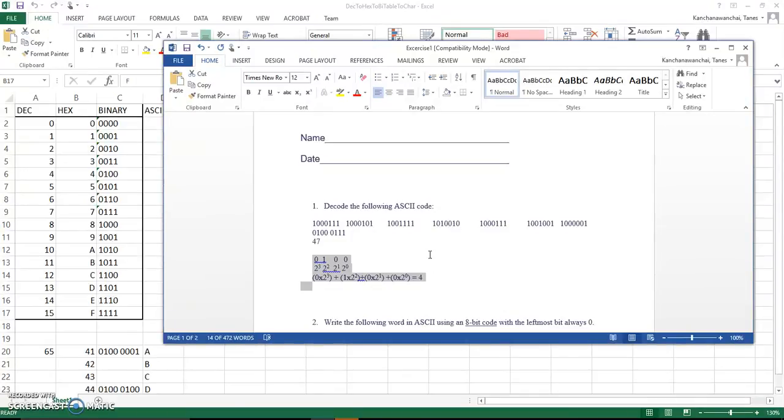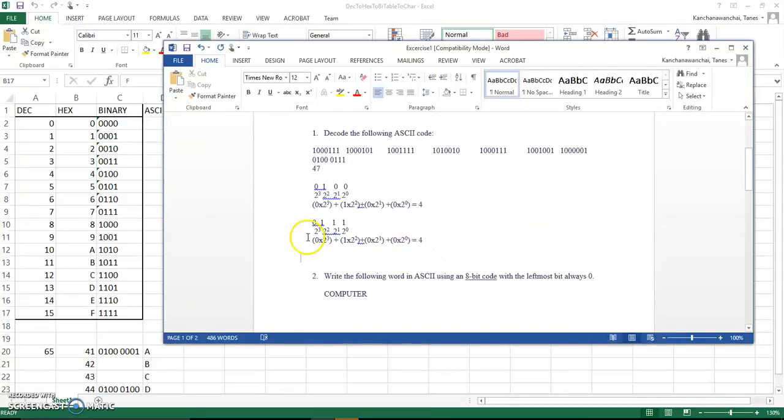Let me just copy this and show you. Instead of 0100, we say 0111, and we have it on number base 2, 2 to the 0. Now instead of times 0, it's going to be times 1 and 1. 2 to the 0 times 1 is going to be 1. And 2 to the 1 times 1 is going to be 2. And 2 to the 2 times 1 is going to be 4. And if you add 4 plus 2 plus 1, it's giving you 7. So that's how we get 47.